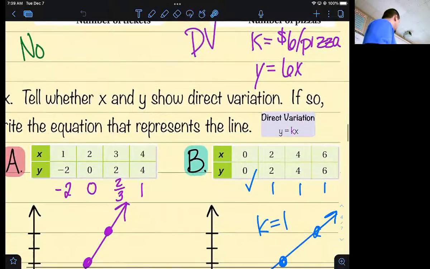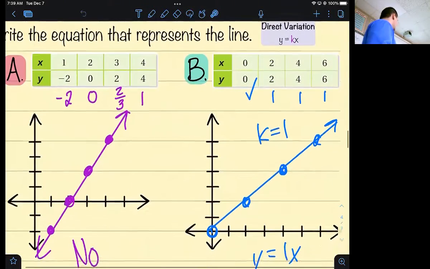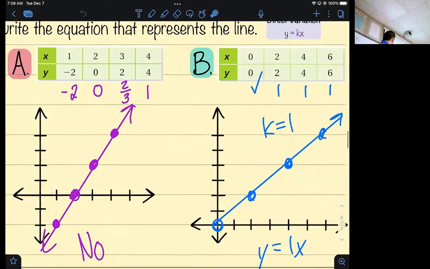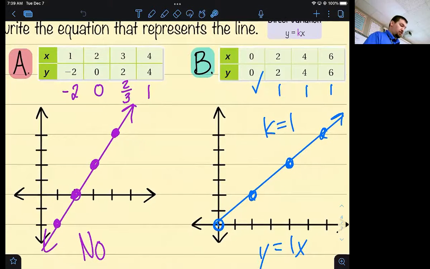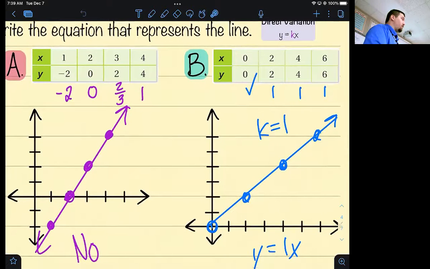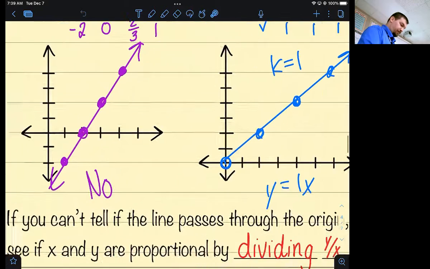Then we looked at charts, tables, whatever you want to call them. If you graph them, sure, you can still look visually. You can see this is not a direct variation, for example A, because it doesn't go through the origin. But if you do 4 divided by 4, or 2 divided by 3, or 0 divided by 2, or -2 divided by 1, you get different answers each time. There's no way this is proportional. Whereas if you look at this one, not only do we see that it does go through the origin, but 6 divided by 6, 4 divided by 4, 2 divided by 2, you get 1 every time, and that was our K value.